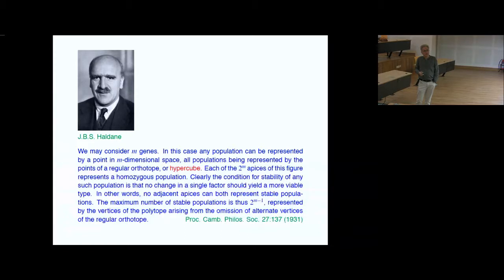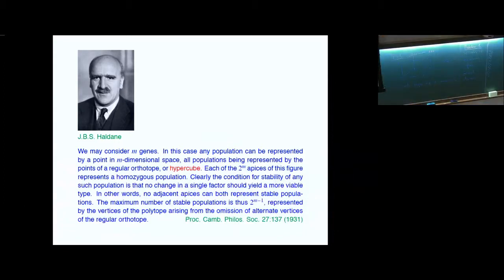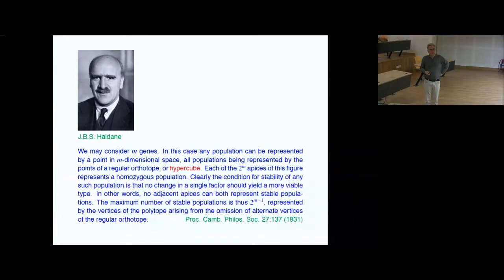Clearly the condition for stability of any such population is that no change in a single factor should yield a more viable type. So what does he mean by that? This means that if I'm, for example, sitting at 1, 1, 1, then this will be a stable situation if any mutation to one of the neighbors lowers my fitness. So this is essentially, and I'll formalize this a little bit later, what we call a fitness peak, right? So a local peak means a site which has larger fitness than all the others. In other words, no adjacent apices can both represent stable populations. The maximum number of stable populations is just 2 to the M minus 1.